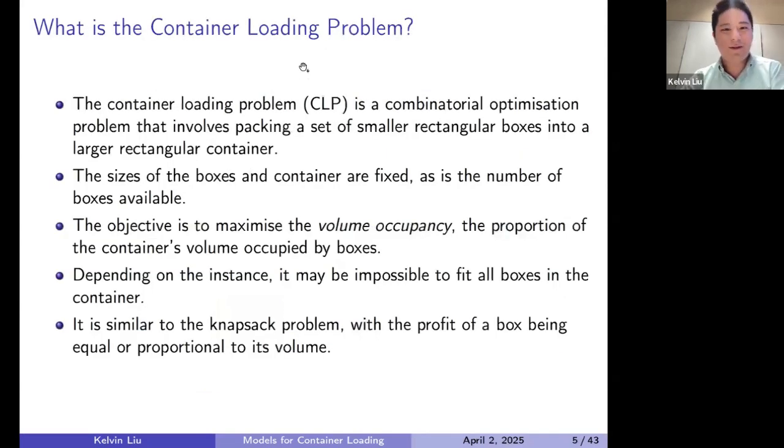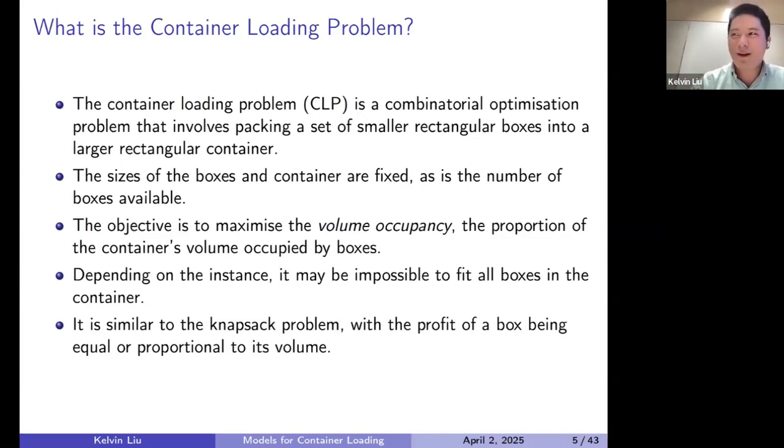So what is it specifically? The container loading problem, which I've shortened to CLP because I'll be using that phrase quite a lot during this talk, is a combinatorial optimization problem. It involves packing a set of smaller boxes into a single larger container. The boxes and the container are all rectangular cuboids. The sizes of the boxes and the container are fixed, as is the number of boxes available. So there's a limited number of boxes that you can choose from.